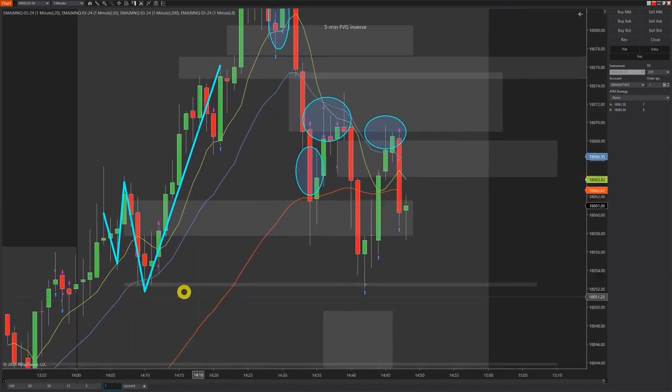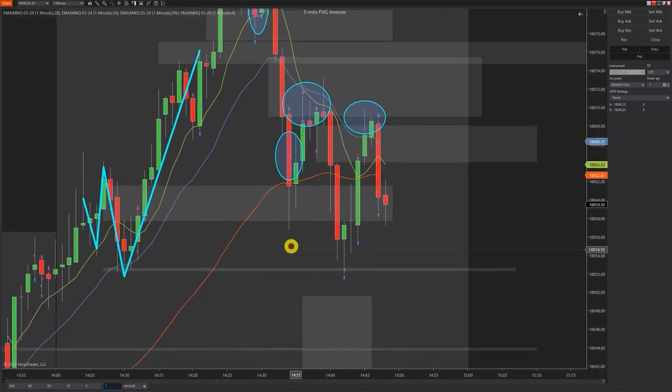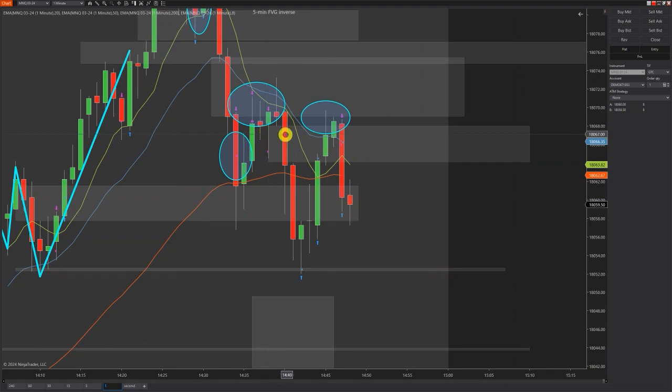It came down and swept this. We took our profits. It came up, break even for the back half. When it came up and started to go down, it created another fair value gap. So when it came up to break even, I noticed it was pulling up into a fair value gap that it had just created.